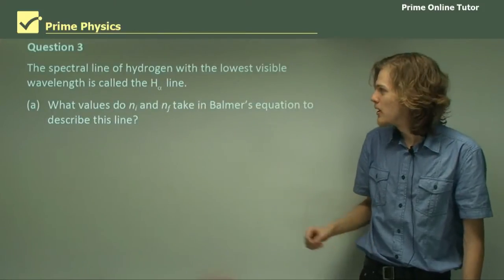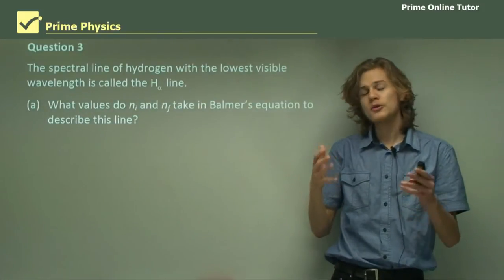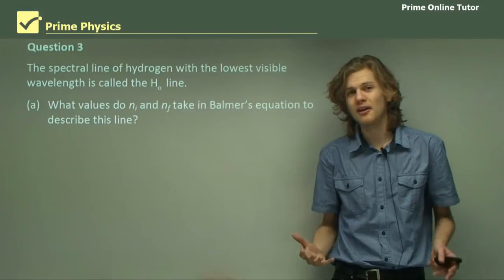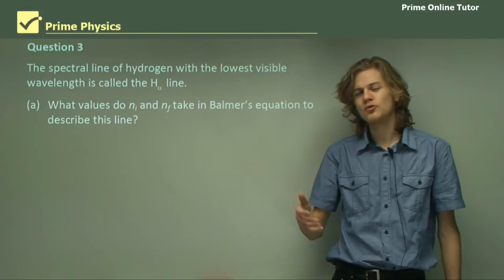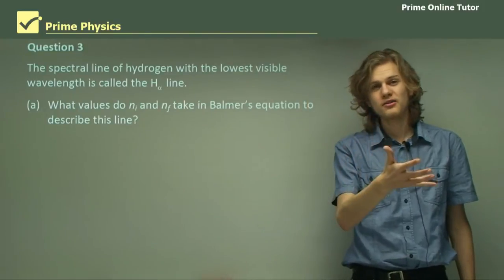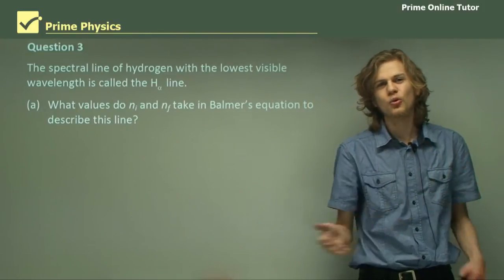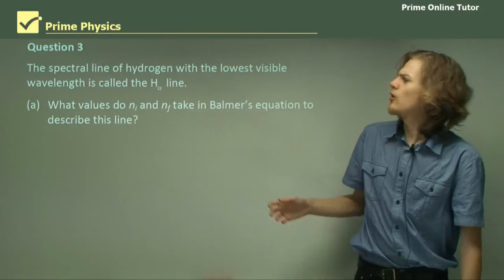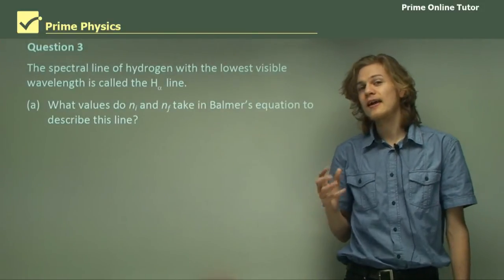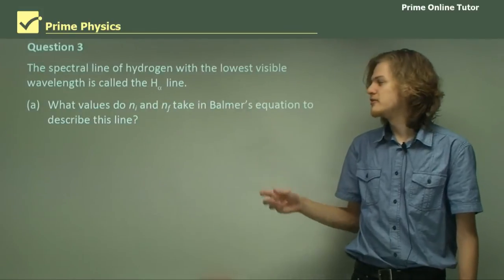Question 3. The spectral line of hydrogen with the longest visible wavelength is called the H alpha line. We can guess from there that the next wavelengths will be the H beta, H gamma, H epsilon, and so on until you get all the Greek letters. So our question here is, what values do ni and nf take in Balmer's equation to describe this line?